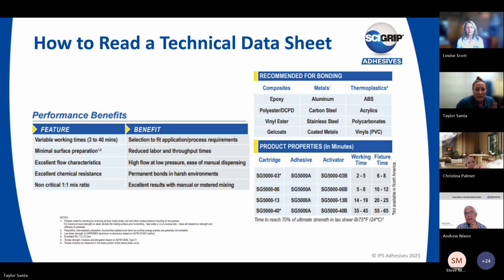We'll look into types of substrates that work well with this adhesive, with some notes about how to prep certain materials, like metal, which is just removing dust, loose scale, rust, and other surface residue. After we talk about substrates, we jump into the working and fixture times for the different adhesive and activator combinations. This section also informs customers about the names of cartridges here on the left, as well as the adhesive activator combinations in case somebody is looking to make a switch from cartridges to bulk or bulk to cartridges.